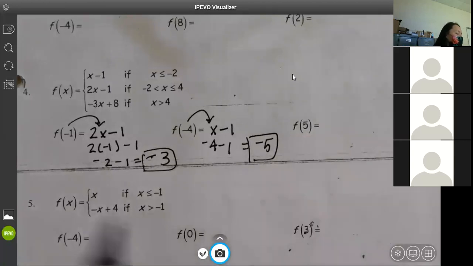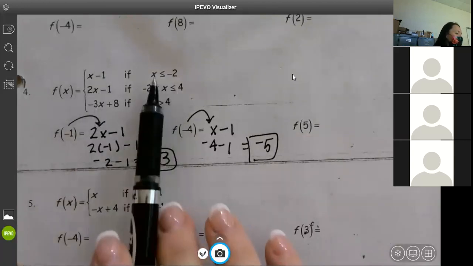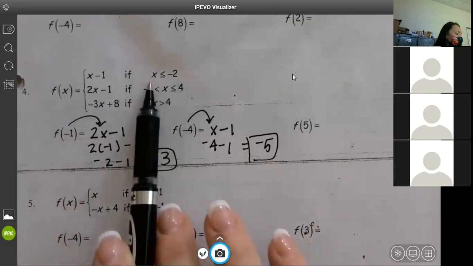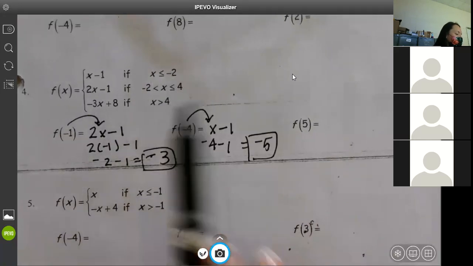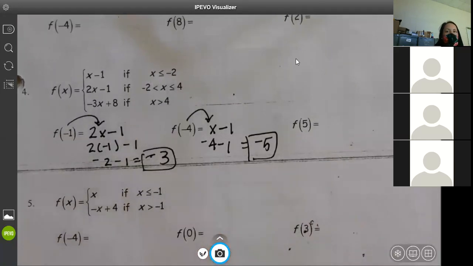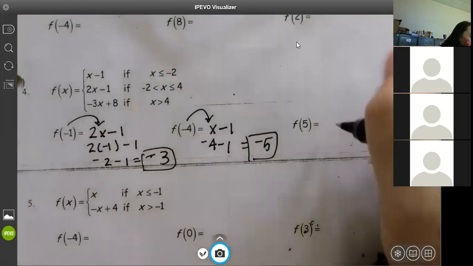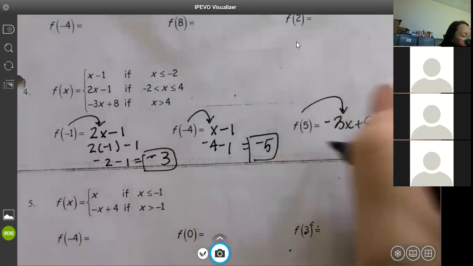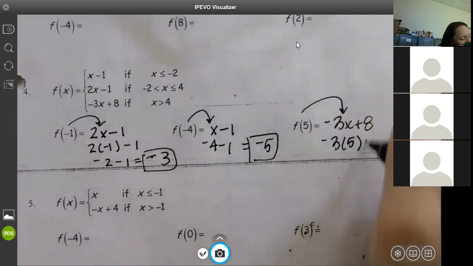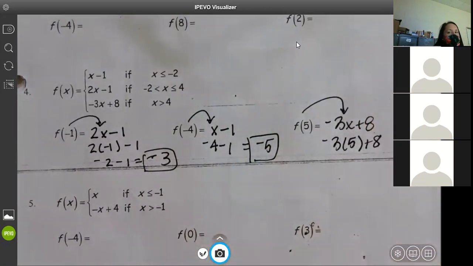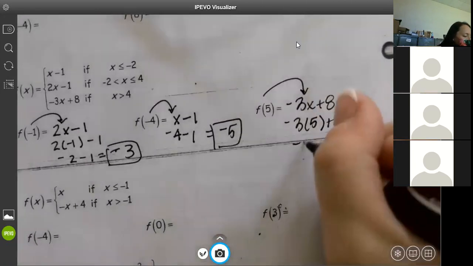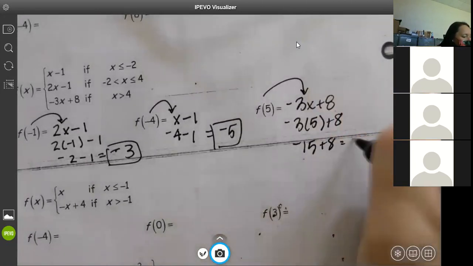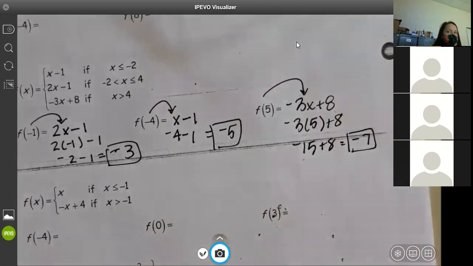And then where does 5 fall? The first one, the second one, or the third one? Is it less than or equal to -2, between -2 and 4, or greater than 4? The third one. So we're going to write that down, and then we're going to plug in 5. -3 times 5 is -15, plus 8 is -7.